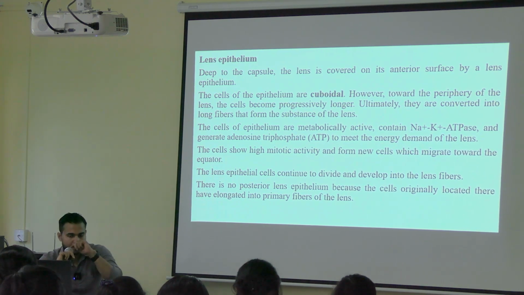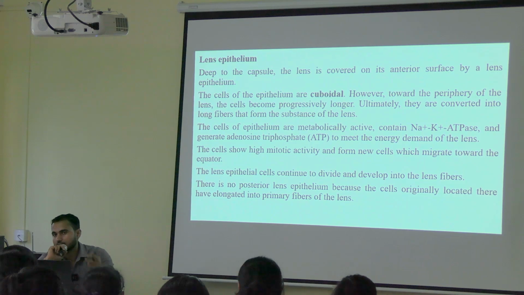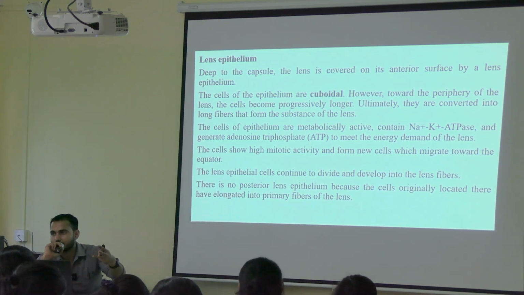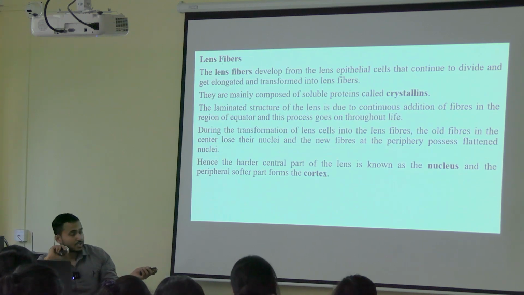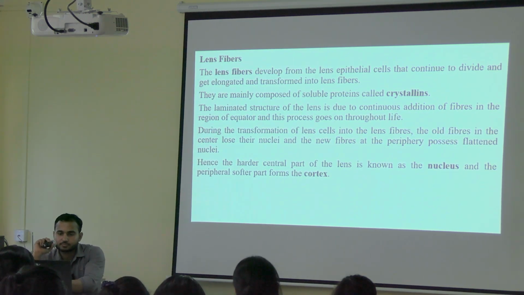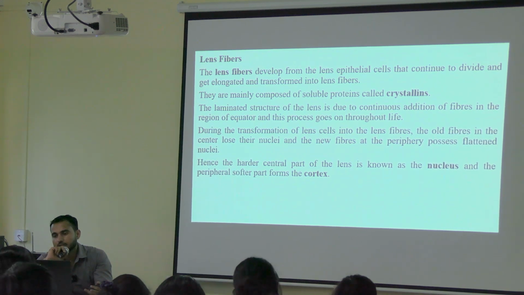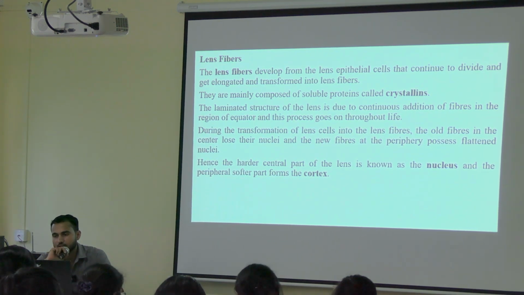Okay, so that is the lens epithelium. Now what is the next? Three things are there. First is the capsule, epithelium, then lens fibers. Next is the lens fibers. So as I said, lens fibers, from where are they developing? They are developing from the epithelial cells only.